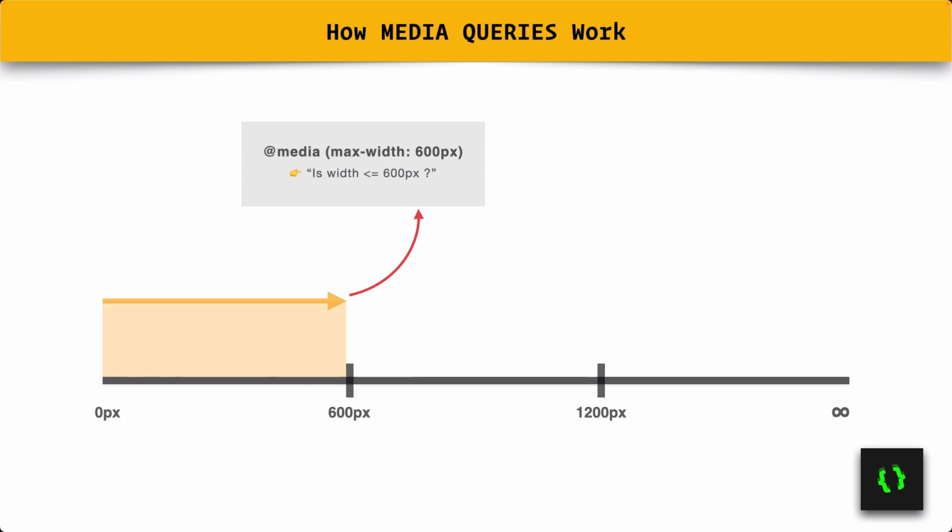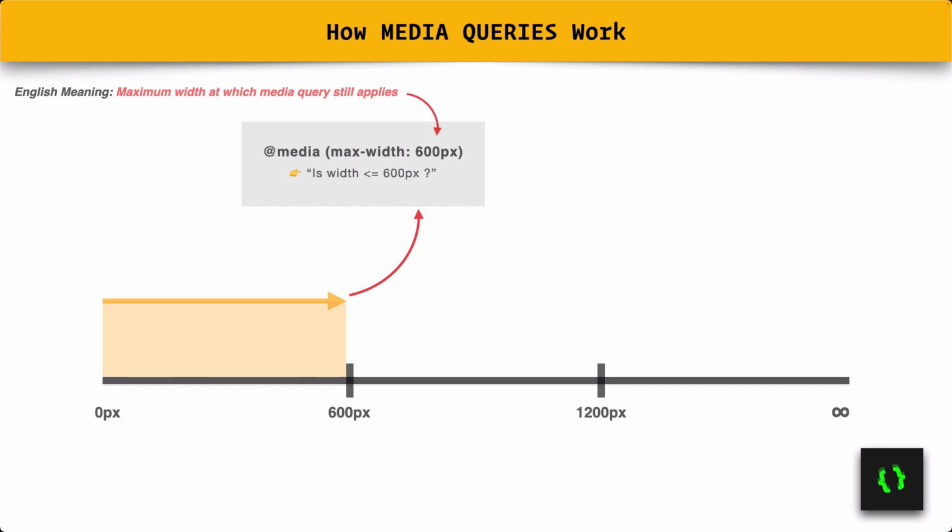So what this means is that the max width is 600 because 600 is the maximum width at which the media query still works, so where it still applies. Now after 600 pixels, for example at 700 pixels, it stops working, so the code is no longer going to be applied.